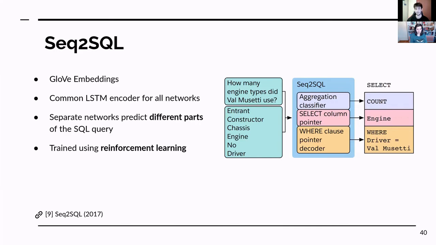And this is also the reason why Seq2SQL can generate syntactically incorrect queries, because this third network is tasked with predicting the correct structure of the where clause and the correct SQL keywords. So for example, at prediction time, this network could forget to predict the where keyword, and this would obviously result in a query that will not be executable.